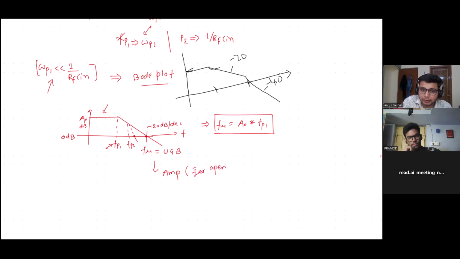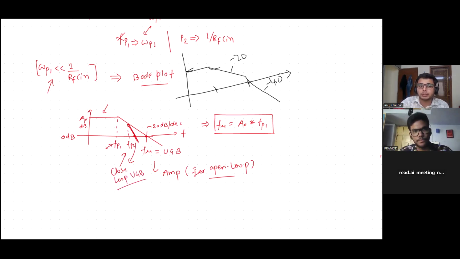Now you are putting in the negative feedback. Due to the feedback circuit, pole 2 is coming and my slope is now increasing. It is cutting somewhere else. So this UGB is called the closed loop UGB. With the loop gain we calculate, that is called the closed loop UGB. When there was no feedback and only the amplifier was there, this was my open loop UGB, which was directly gain times FP1 over the 3 dB frequency.